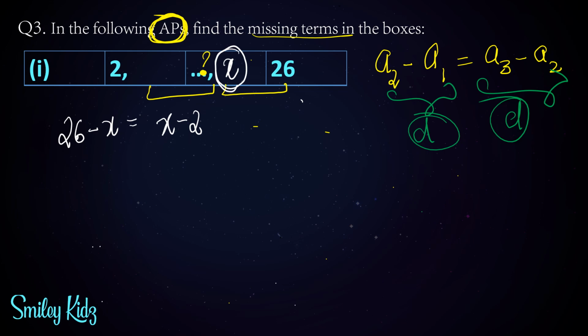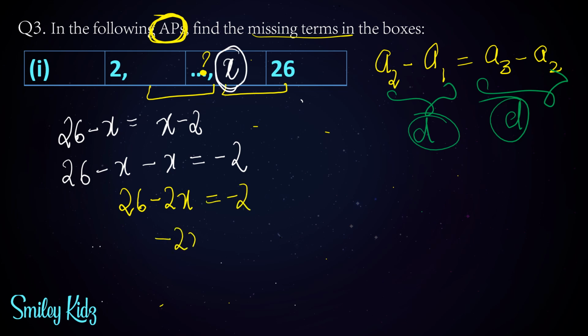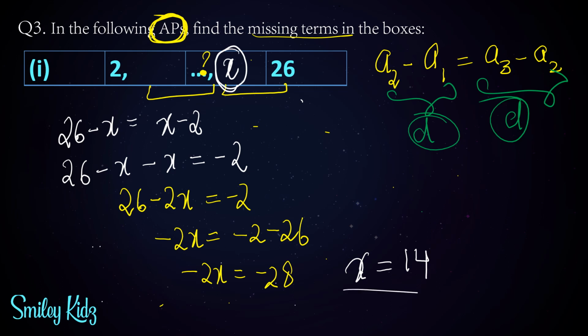Then this turns out to be 26 minus x is equal to x minus 2. Now, on further simplification, we get 26 minus 2x is equal to minus 2. Minus 2x is equal to minus 2 minus 26. Minus 2x is equal to minus 28. And the value of x turns out to be 14, isn't it? So the value of x is 14.